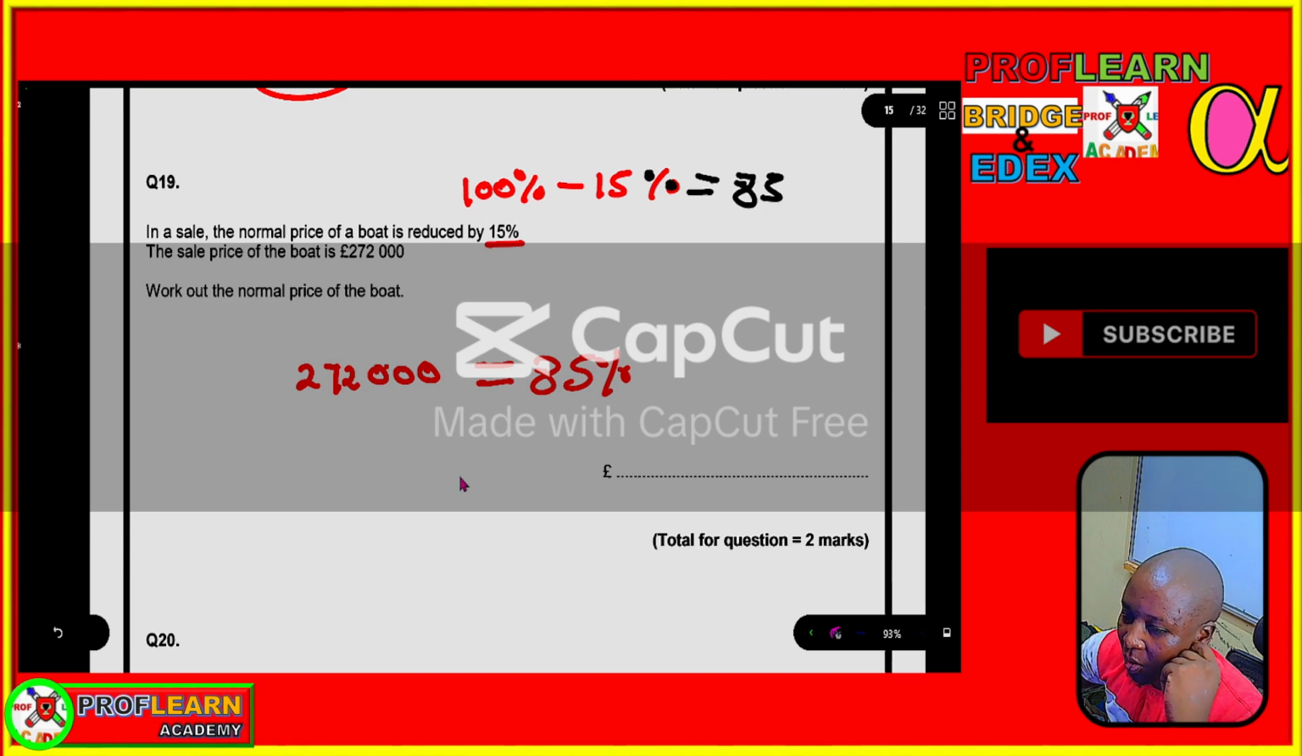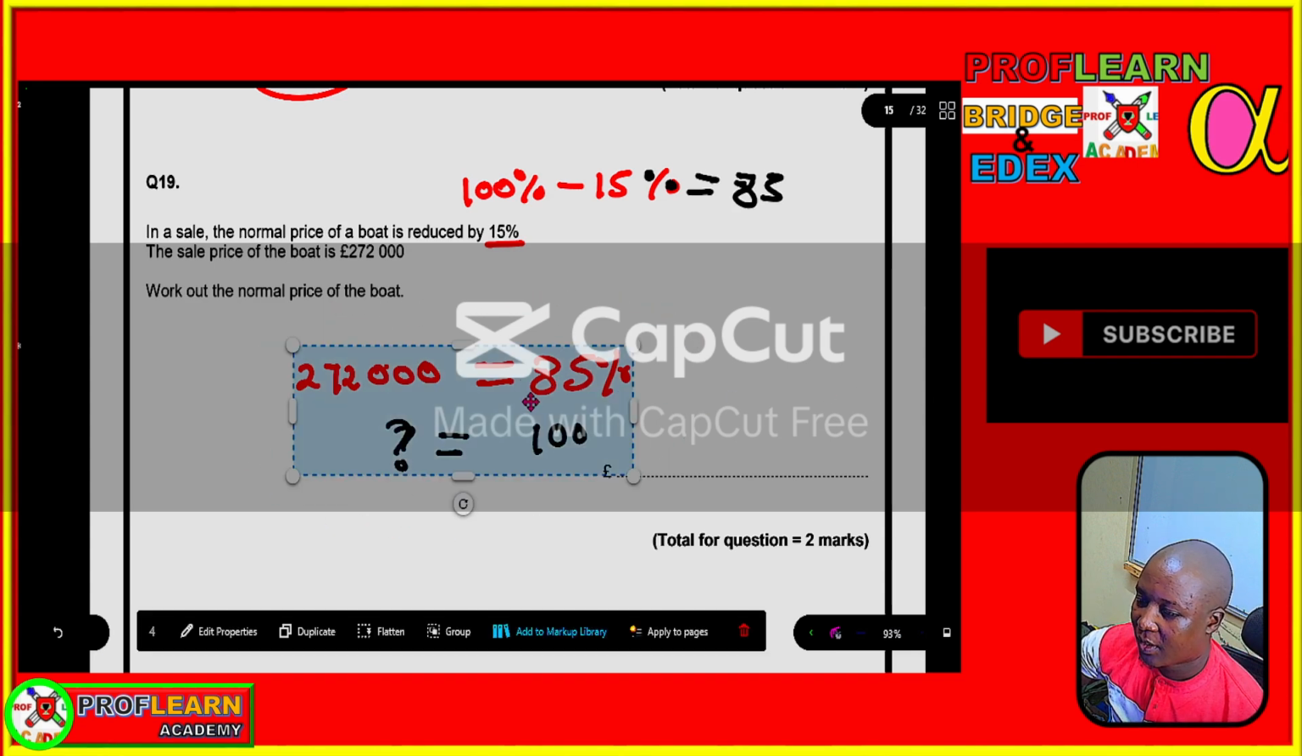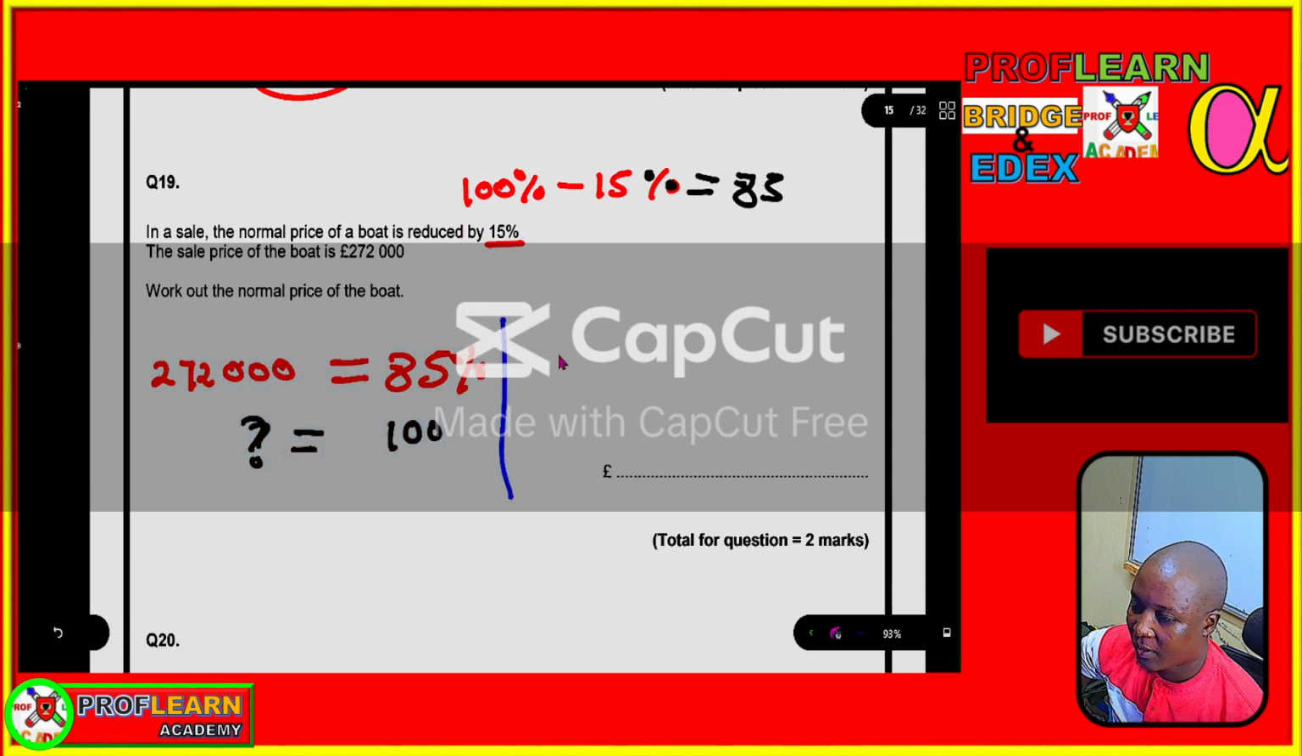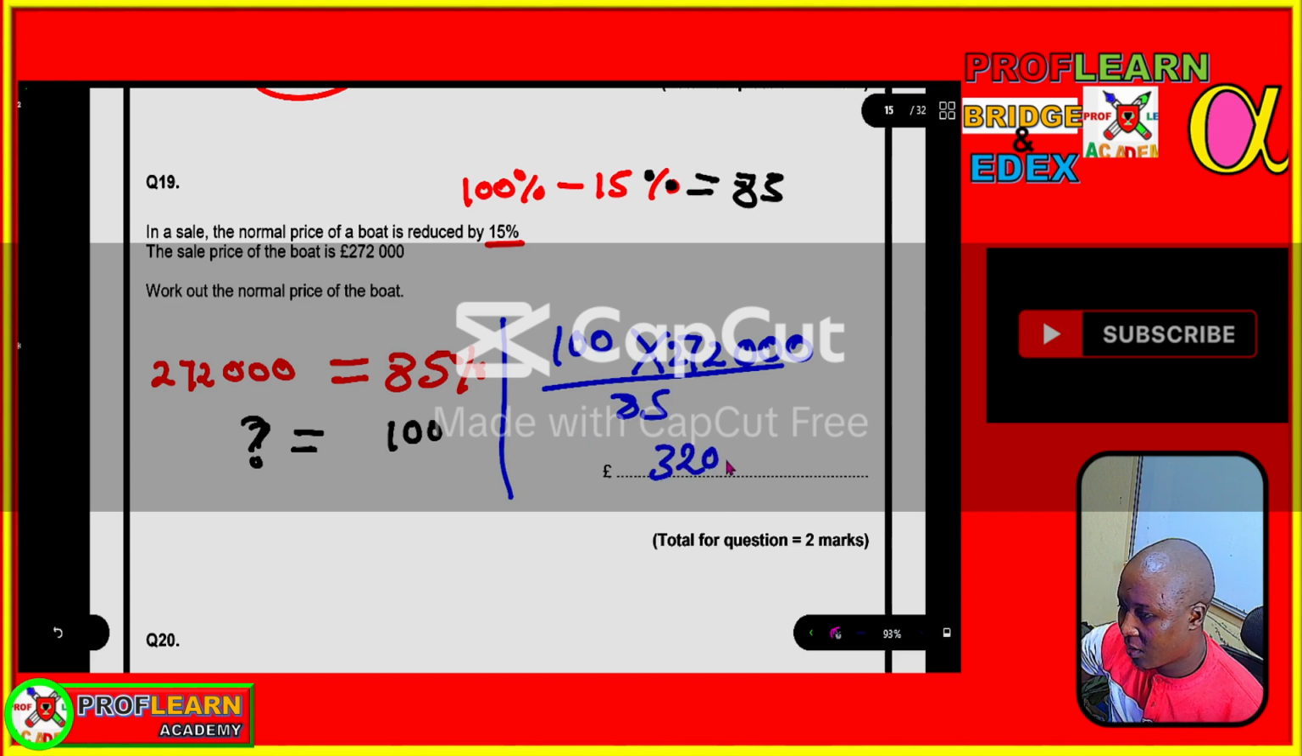We are going to get 85%. So which means that we ask ourselves what 100% will be equivalent to. So we shall do cross multiplication in this case, and then we are going to say the normal price will be 100 times 272,000 divided by 85. If you work it out, you're going to get 320,000 like that.